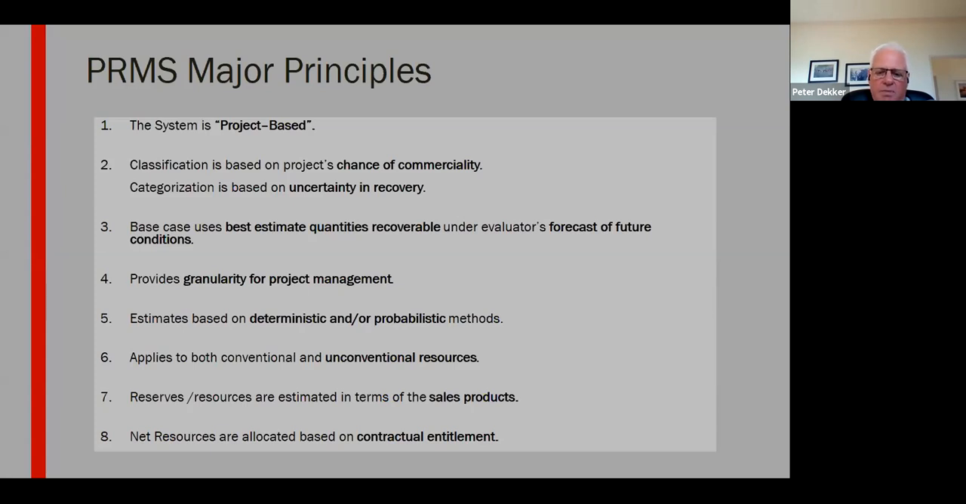Reserves and resources are estimated in terms of sales products. So, what can you sell? And it's the first point of sale where you sell it and what you can get for it. Net resources are allocated based on the contractual entitlement. So if you've got entitlement for 20 years of production, you might have resources there which can last for 30 or 40 years of production, but you're only entitled for 20 years, so you can only calculate the 20 years value of your product.